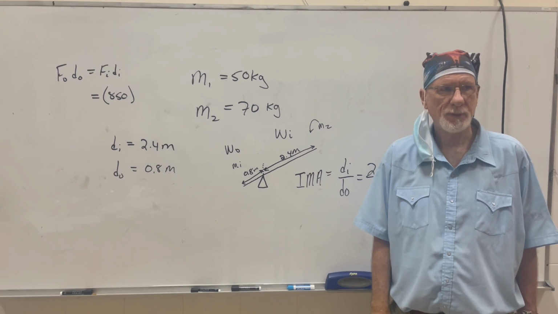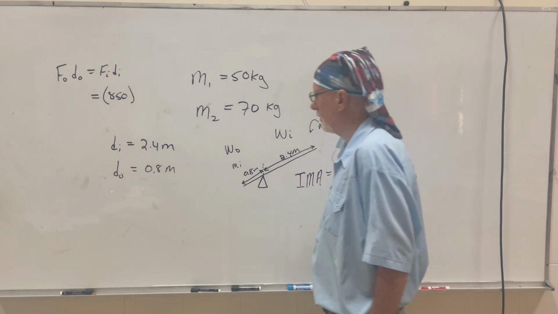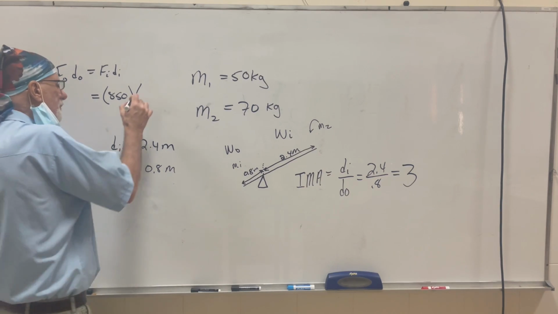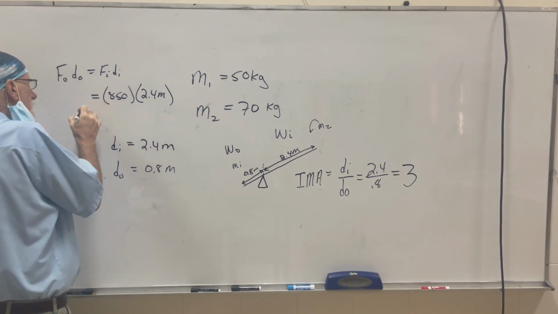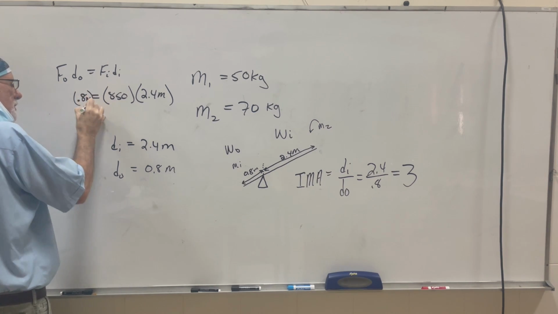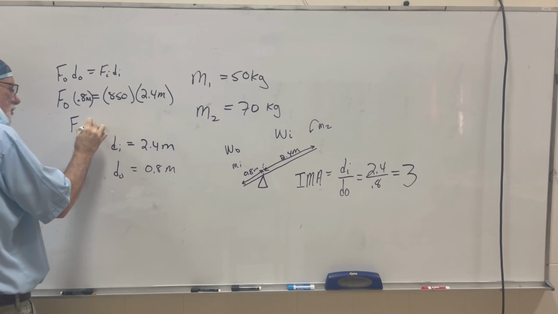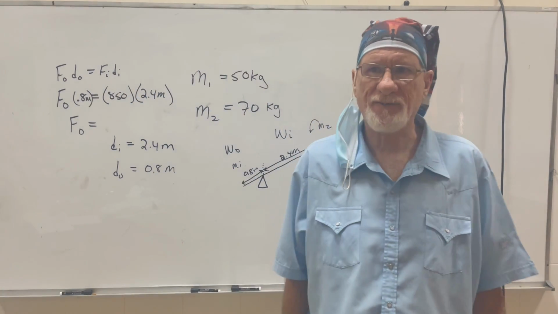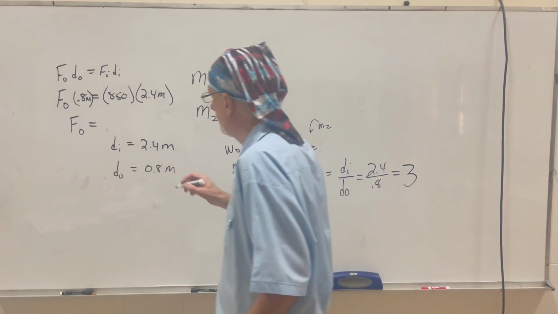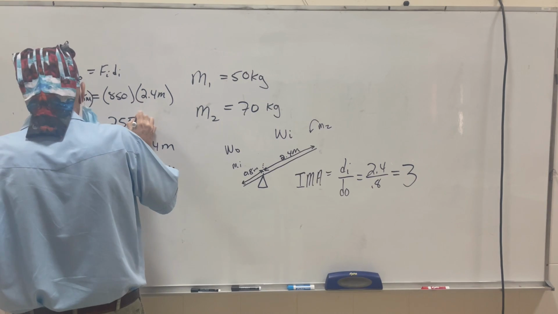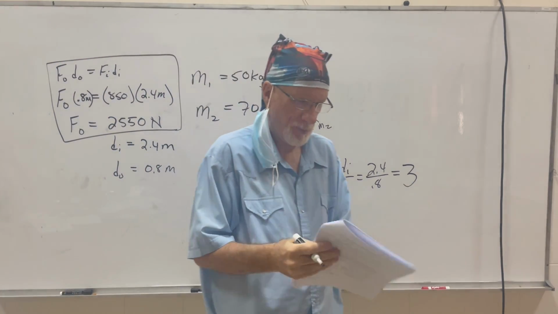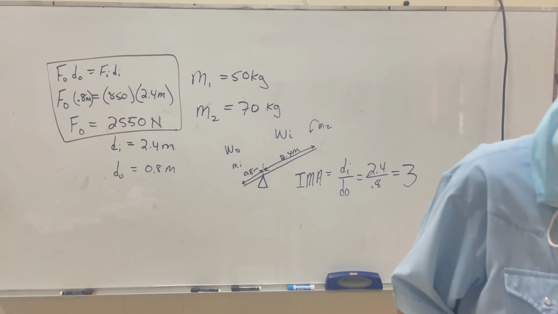Okay? You get that? It's a little weird with levers. So what's DI? 2.4 meters. What's DO? 0.8 meters. And then FO. So FO equals what? 850 times 2.4 divided by 0.8. What do you get? Okay, so that's numbers 8 and 9. Clear? Now let's turn that off.